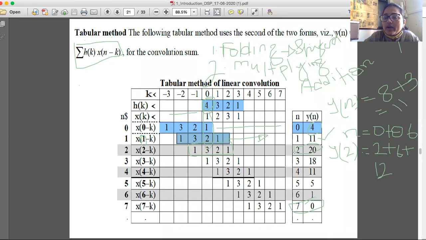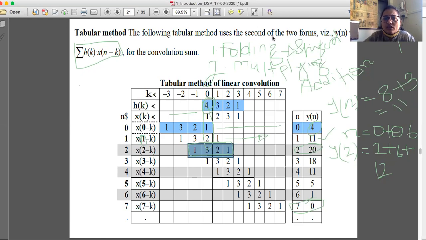Now the next point, when I substitute n is equal to 2, what am I supposed to do? I am supposed to shift this folded sequence 2 units to the right-hand side. After performing the shifting, the next operation that I am supposed to perform is multiplication and finally the addition operation. So these are the operations that I have to perform.